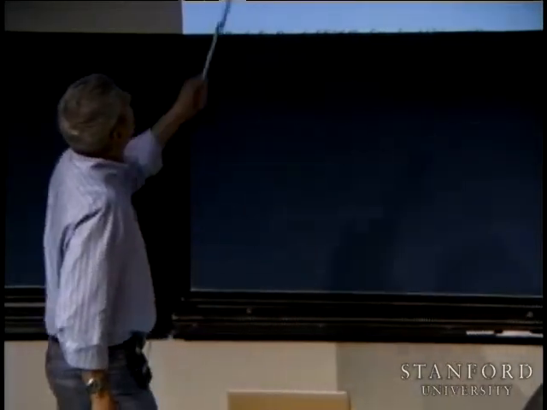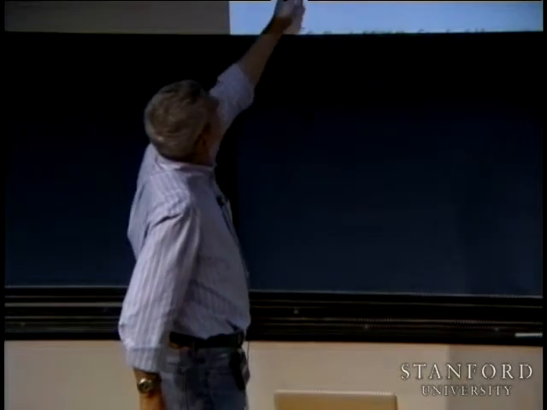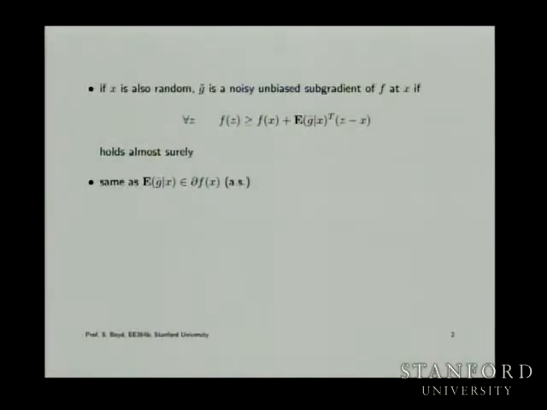Now, if X is also random, then you say that G tilde is a noisy unbiased subgradient if the following is true. For all Z, this holds almost surely. Now, this is the conditional expectation of G tilde, that's the noisy subgradient conditioned on X. Now, that's a random variable. So this right-hand side is a random variable.